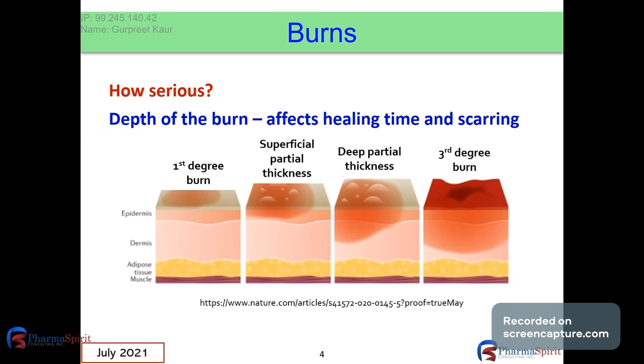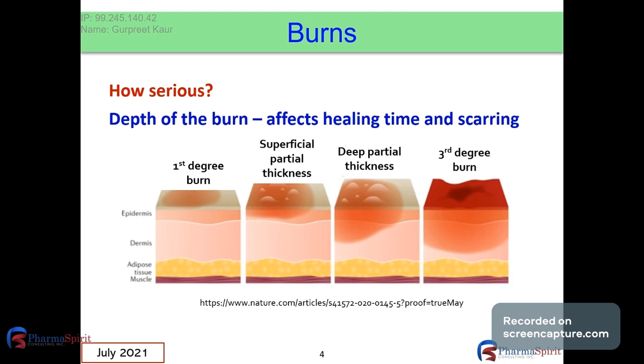So we have two different second degree burns. We have the superficial partial thickness, and we have the deep partial thickness. The second degree burns are commonly caused by scald. Scald is a spill or a splash of hot water or something like that. And this is usually superficial partial thickness.